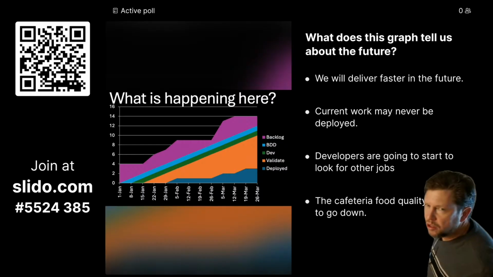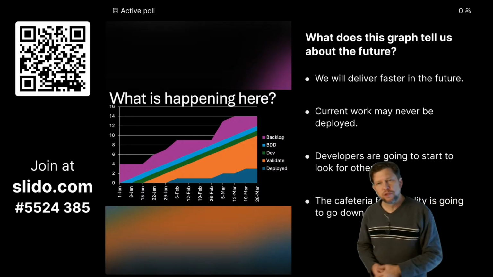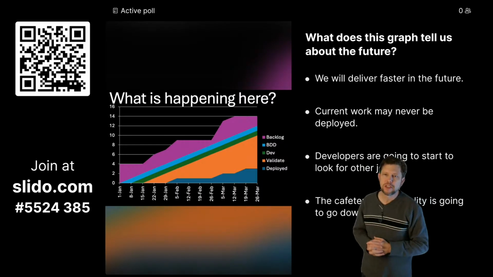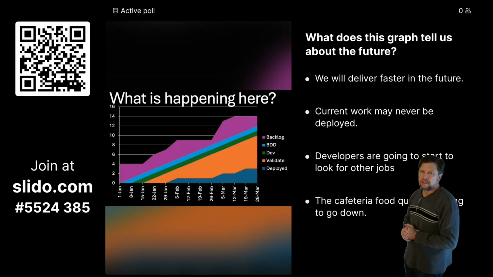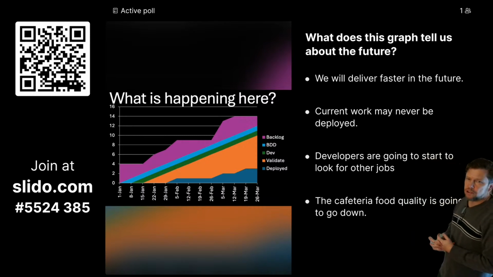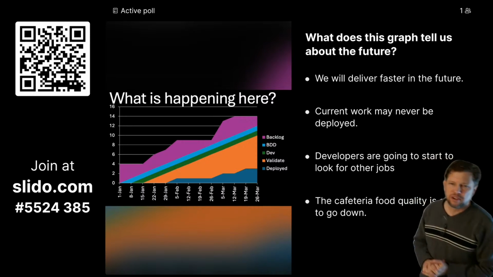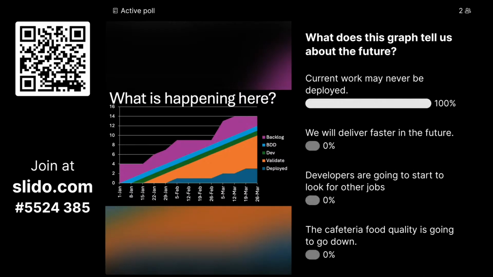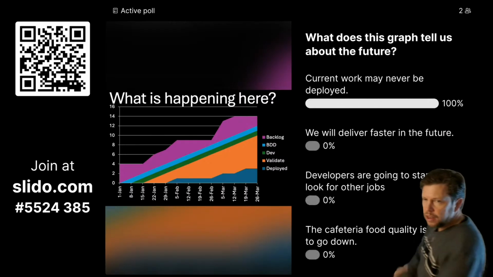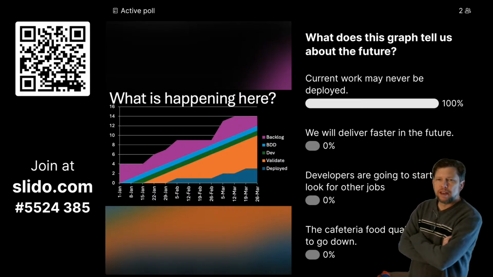If we look at this graph, do we say we'll deliver faster in the future, so we'll all catch up based on what we're seeing? Does it tell us that current work may never be deployed? Does it tell us developers are going to start looking for other jobs? Or does it tell us the cafeteria food quality is going to go down? Those might all be things that happen, maybe. But yes, current work may never be deployed. It's starting to look like that, right?